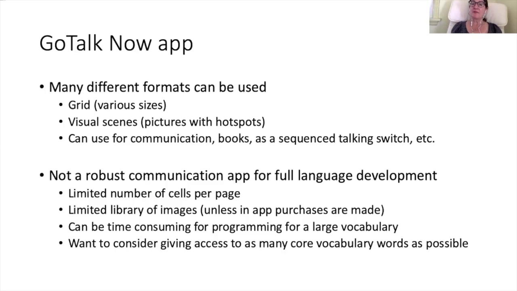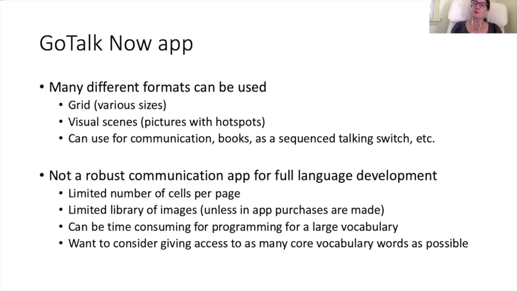You can also make visual scenes with the GoTalk Now app. So you can pull in a picture of something familiar to the child, a playground, their bedroom, and you can program in hotspots that speak messages when they touch that button. So, for example, they could touch their bookcase in the picture of their room, and the message could say, I want to read a book.